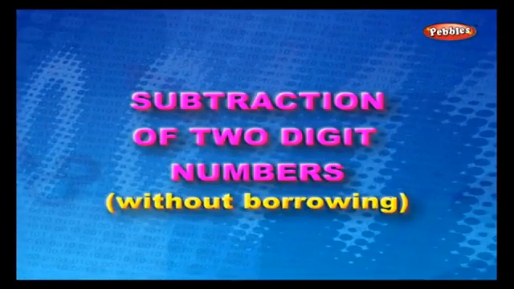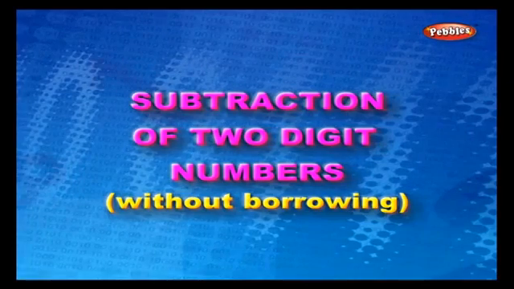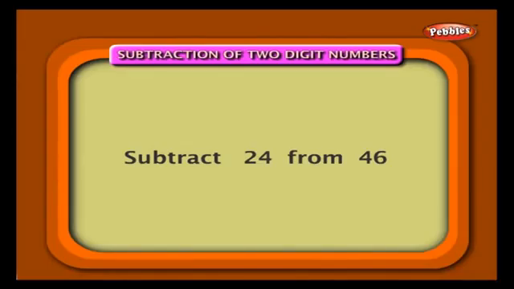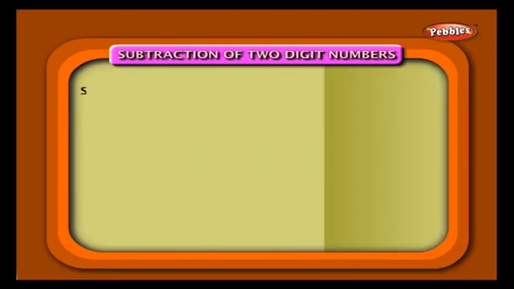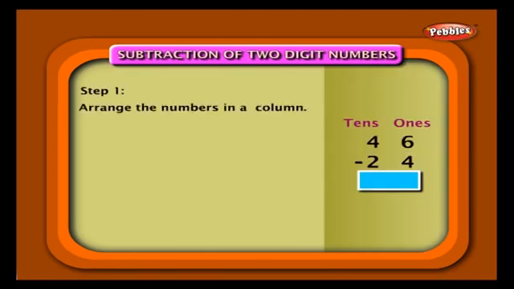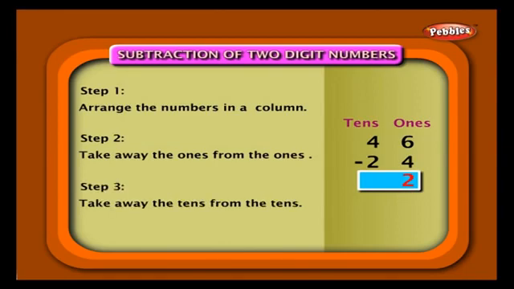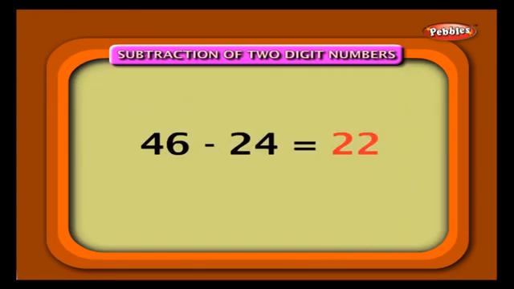Subtraction. Subtraction of two-digit numbers without borrowing. Example, subtract 24 from 46. Step 1. Arrange the numbers in a column. Step 2. Take away the ones from the ones. Take away 4 from 6. We get 2. Write 2 below the ones column. Step 3. Take away the tens from the tens. Take away 2 from 4. We get 2. Write 2 below the tens column. Thus, 46 minus 24 is equal to 22.